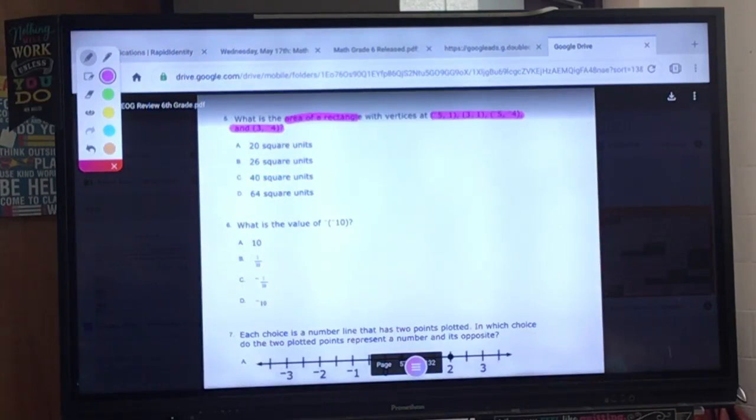So, you all are solving this one on your own. I want you to solve it. And then when you have your answer.